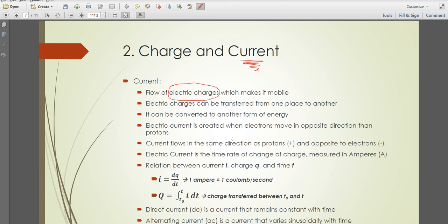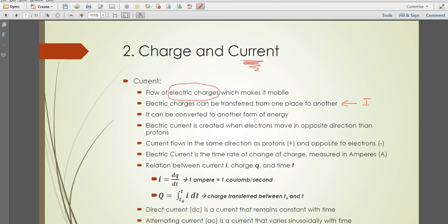Keep in mind, this will be explained later on. Okay, let's talk about this later on. Let's continue on that third part here, or second part. Electric charge can be transferred from one place to another to create the current I. This electric charge will convert energy from one type to another type.